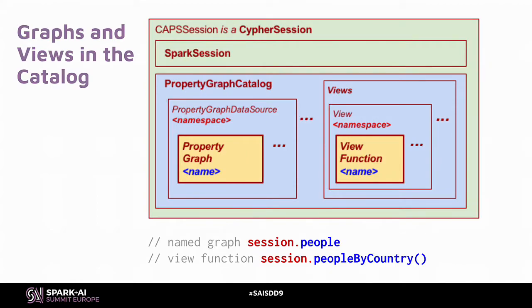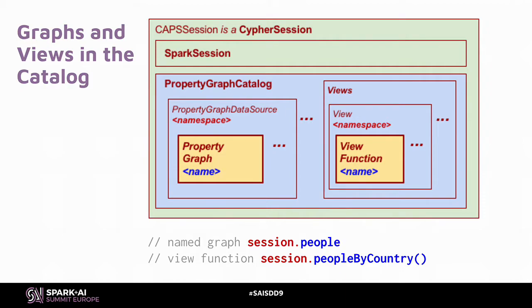Now, moving towards introducing what Mats is going to talk about, we've got this idea of a Cypher session, which, from a technical implementation perspective, actually contains a Spark session, but I think it's best thought of as a parallel to a Spark session. And within it there is a contained object, a property graph catalog, into which entries can be made, and there are two kinds of entries primarily at this point.